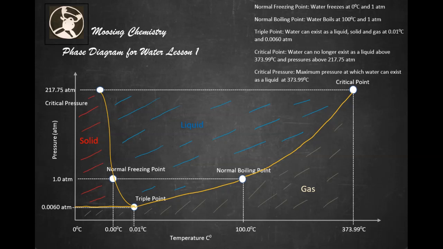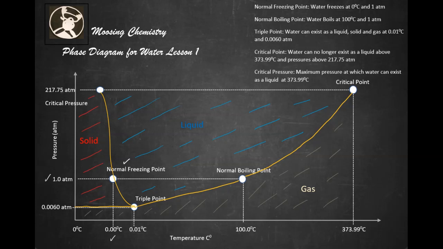This is the phase diagram for water, lesson 1. Water is one of these compounds that can exist in 3 different phases: as a solid, a liquid, and a gas. Now, the normal freezing point of water, which is right here, is at 1 atmosphere and 0 degrees Celsius. So at 0 degrees Celsius and 1 atmosphere, water will normally freeze.